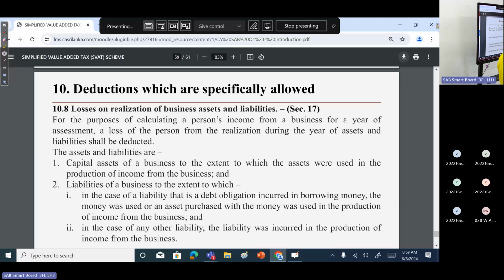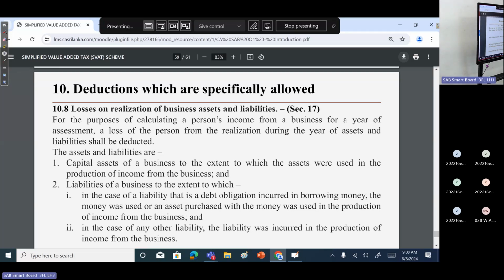In all other cases, it says, in the case of any other liability, the liability was incurred in the production of income from the business, just like trade debtors and creditors. If they are asking for an additional amount based on delayed payment, you know the liability to creditors, whatever we purchase from them, there will be a credit balance, right? Then we have to pay and finish. If they are asking for additional payment, then there will be a cost. If you are delaying payment, then we have to pay another 2% or 3% on that. There will be a cost. That particular cost is also deductible, because it is incurred in the production of income.